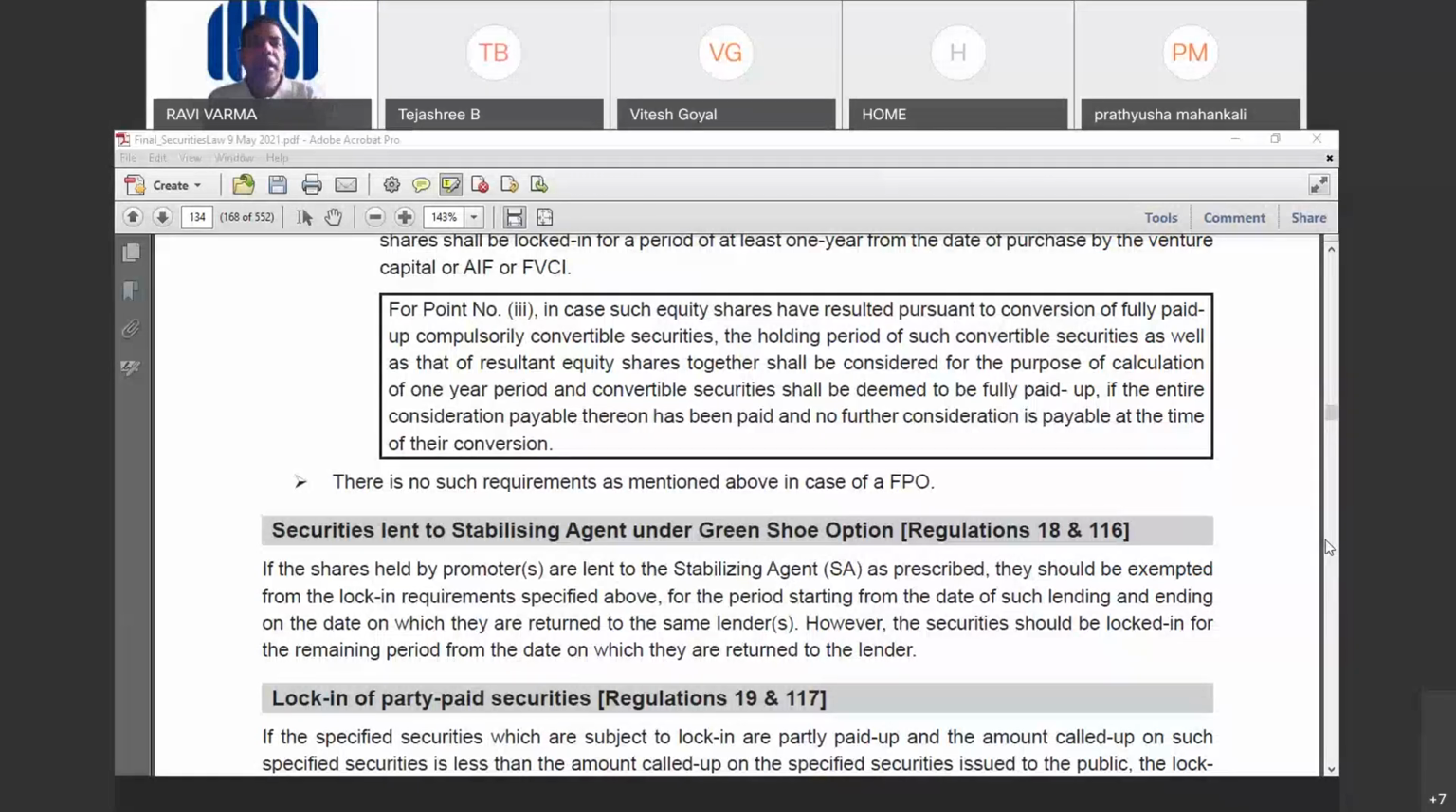What I was saying is that minimum promoter contribution will not be required because there is no identifiable promoter. In case of an IPO, whatever, if you are not able to identify the promoter, the question of minimum promoter contribution doesn't arise. So that is why I wanted to say. I hope Isha, it is clear to you. Then I'll move to the next query. Or in case I'm not able to answer it, you can unmute your speaker and ask the query.